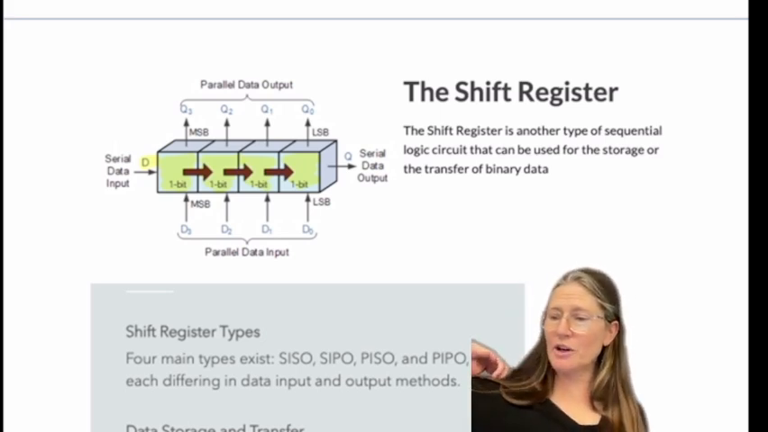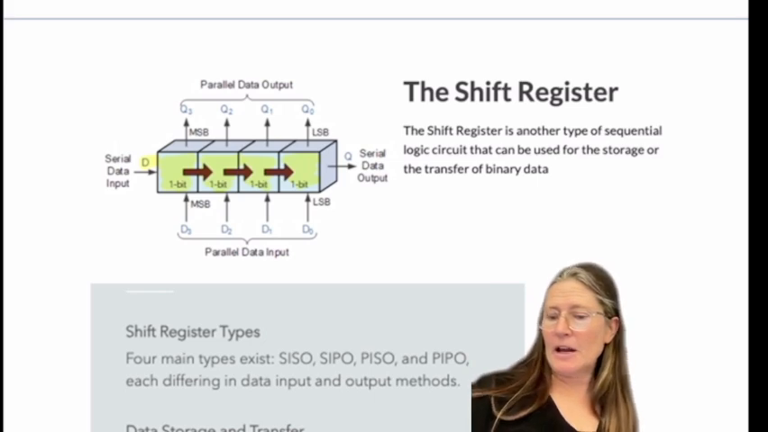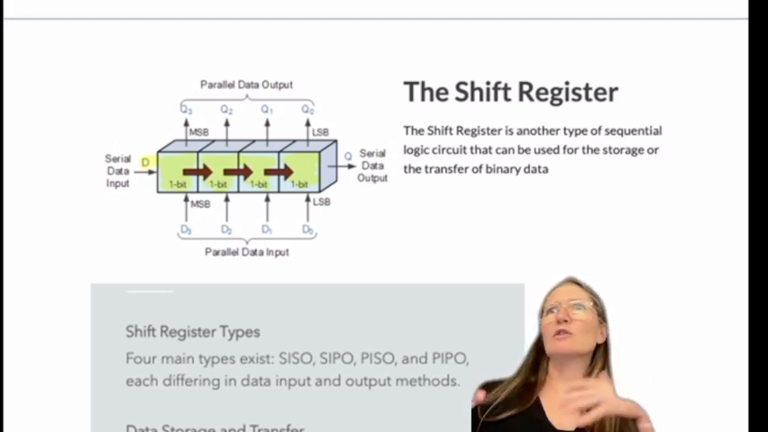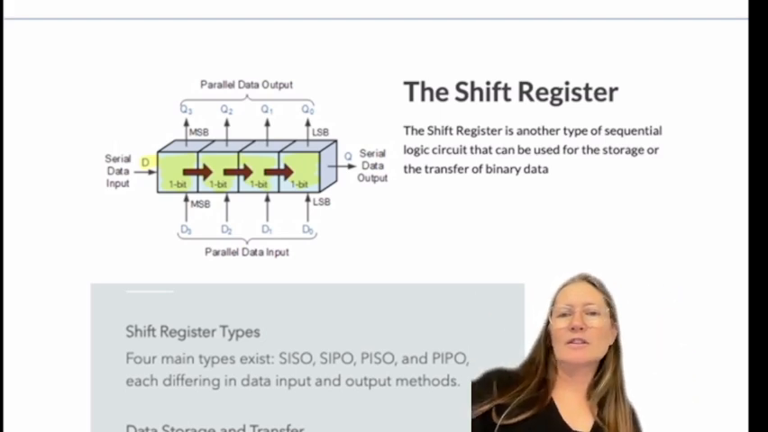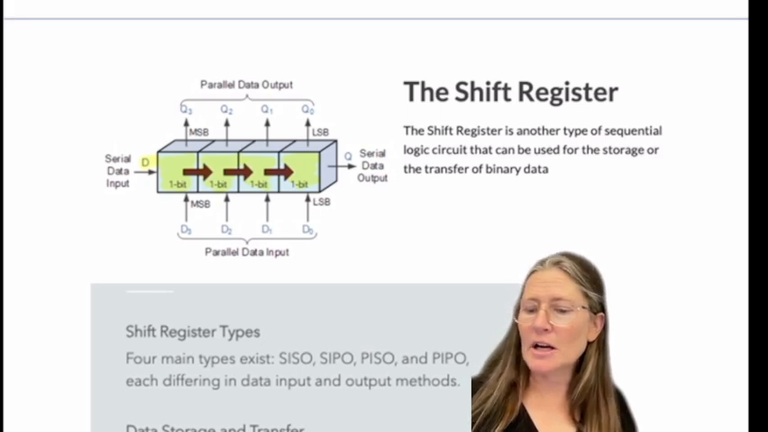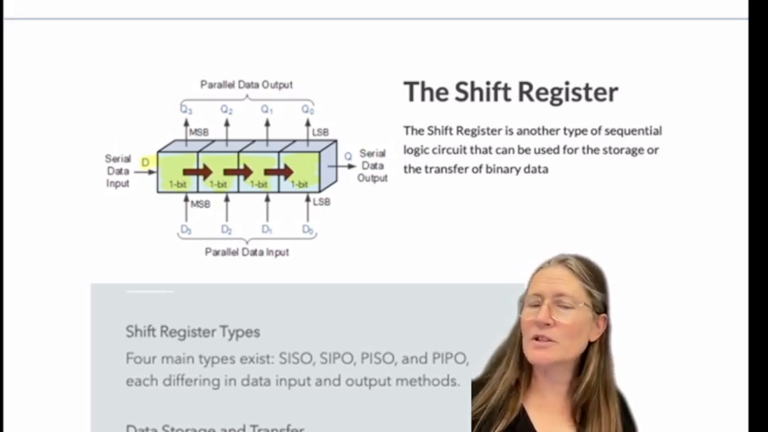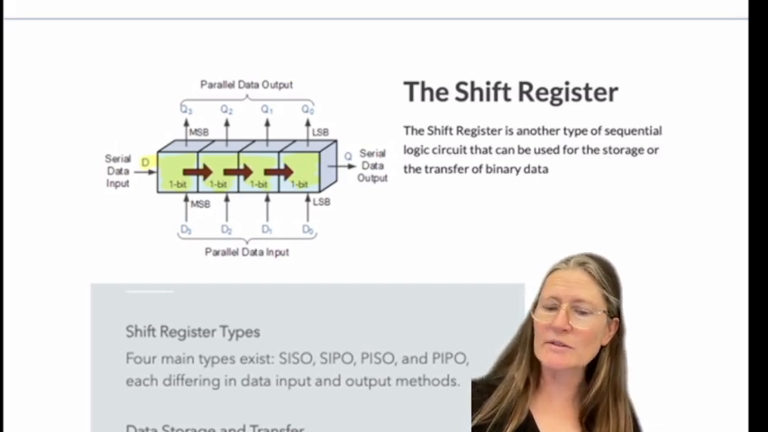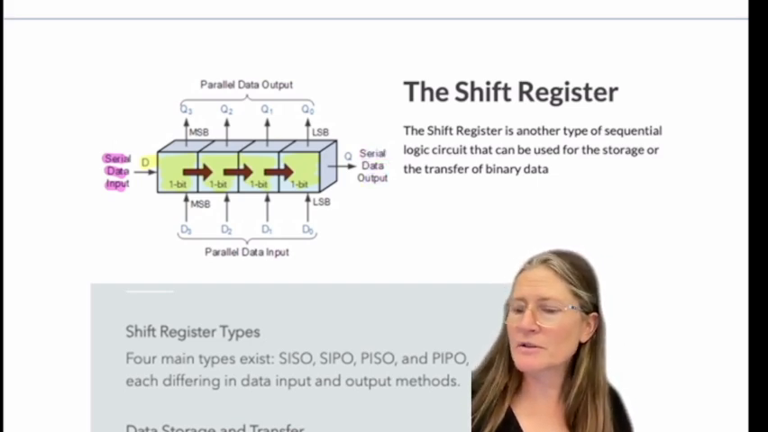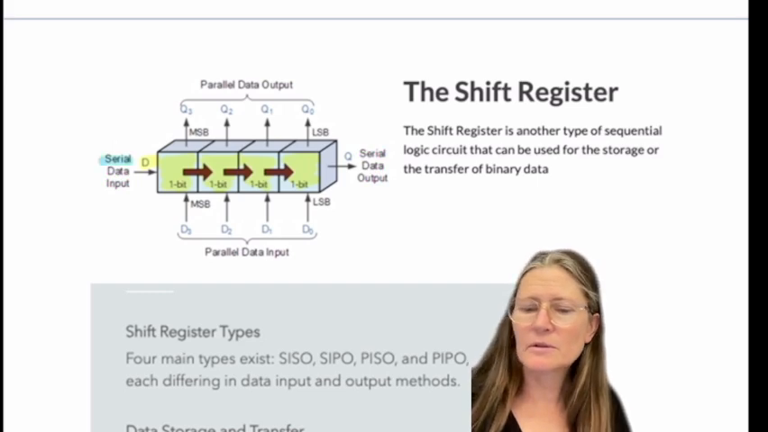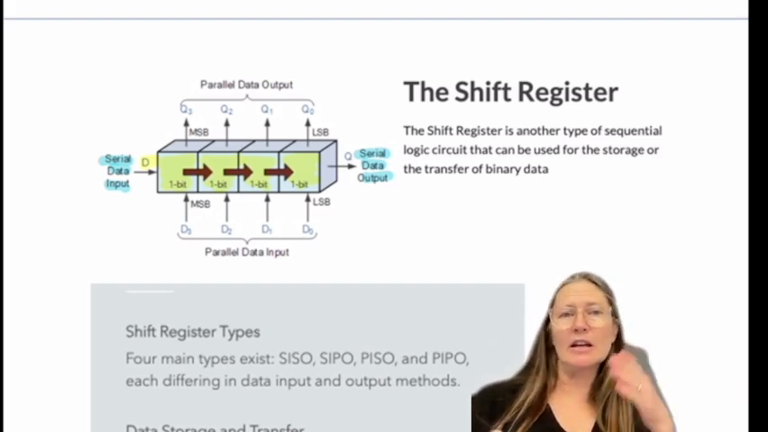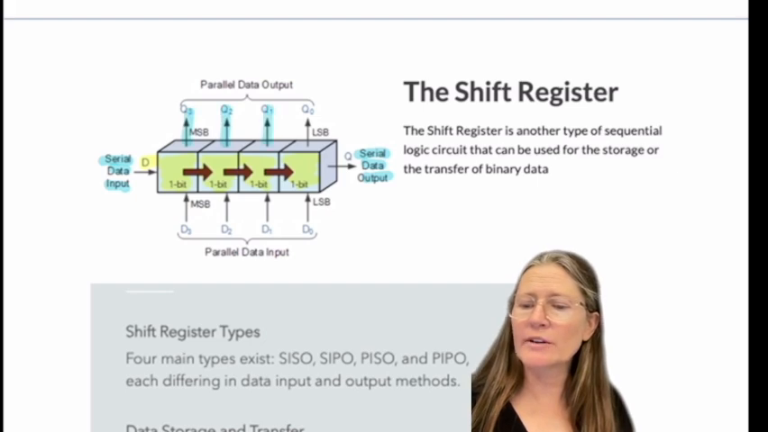So the shift register will take in data, and then it will output data. As you put it in, it will store it, and then you can read the data all at once if it's parallel output, or in series out. So you have different combinations. One is to have serial data input and serial data output. Another one is serial data in, and then you can read it all at once as a parallel output.